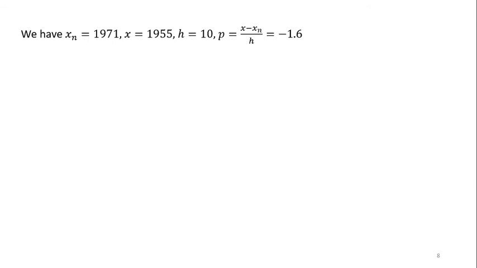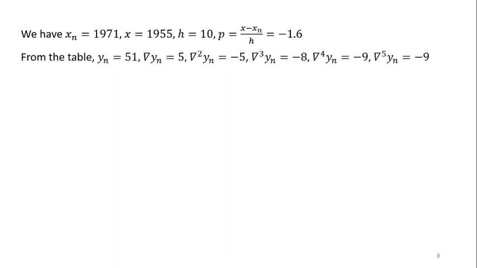We have xn as 1971, x is equal to 1955, h is equal to 10, p is equal to x minus xn by h, that is 1955 minus 1971 by 10, that is minus 1.6. Also from the table we have yn is equal to 51, del yn is equal to 5, del square yn is equal to minus 5, del cube yn is equal to minus 8, del power 4 yn is equal to minus 9, and del power 5 yn is equal to minus 9.